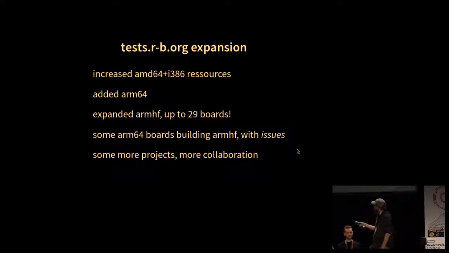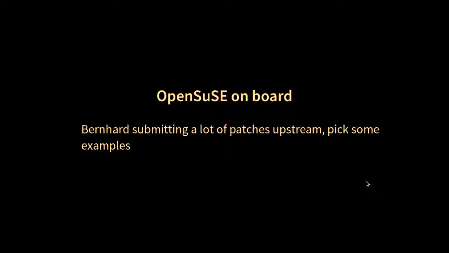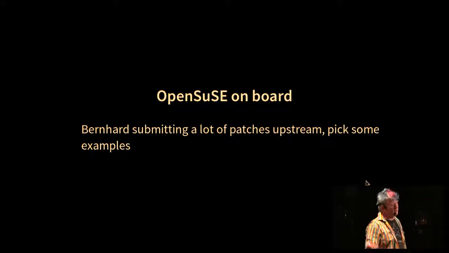And what other projects? We also got some more resources from ProfitBricks for AMD64 and i386 testing, so it's a lot faster than last year. And we're working on more collaboration with more projects. One example, Bernhard Wiedemann from openSUSE is very active now. He sends lots of patches upstream and also has set up a test environment to build SUSE twice, and we will share the results and present them on reproducible-builds.org.